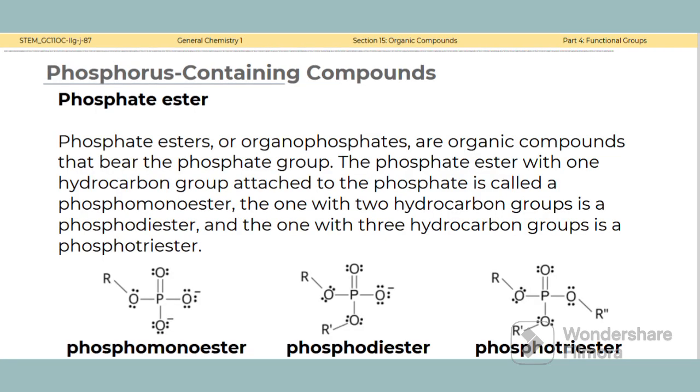Phosphorus-containing compounds. Phosphate ester. Phosphate esters, or organophosphates, are organic compounds that bear the phosphate group. The phosphate ester with one hydrocarbon group attached to the phosphate is called a phosphomonoester. The one with two hydrocarbon groups is a phosphodiester, and the one with three hydrocarbon groups is a phosphotriester.